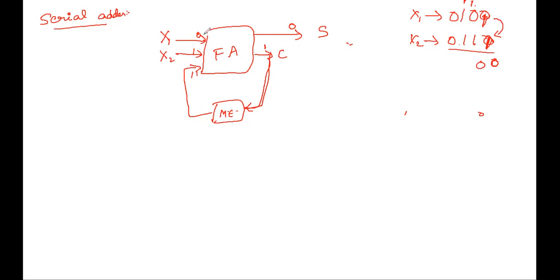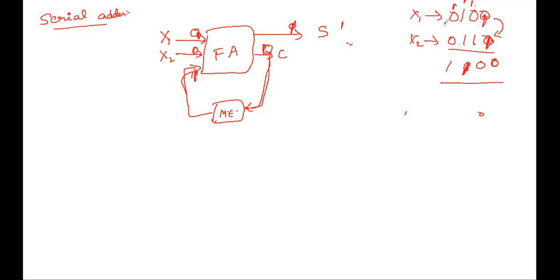Now again the carry is 1, and it comes back here. Input is 1 1. So triple 1 means sum is 1, carry is 1. This carry comes back for the next clock pulse, and the inputs are 0 0 with carry 1, so output is 1, carry is 0. Like that it keeps rotating.